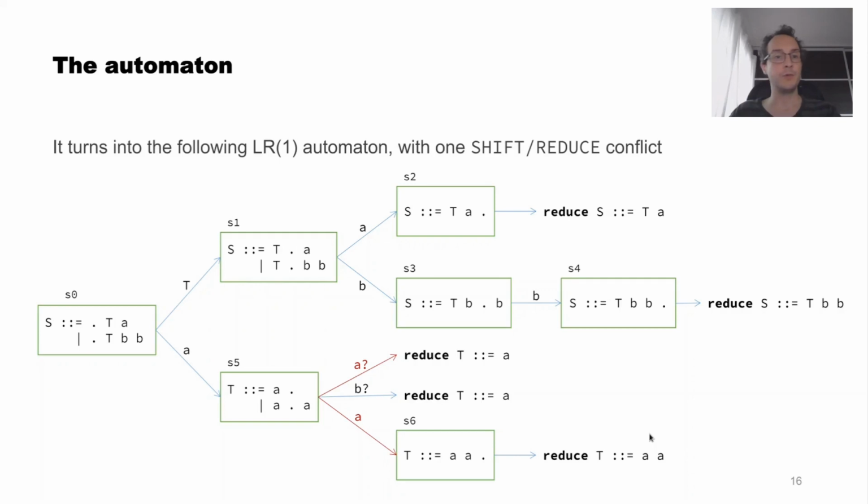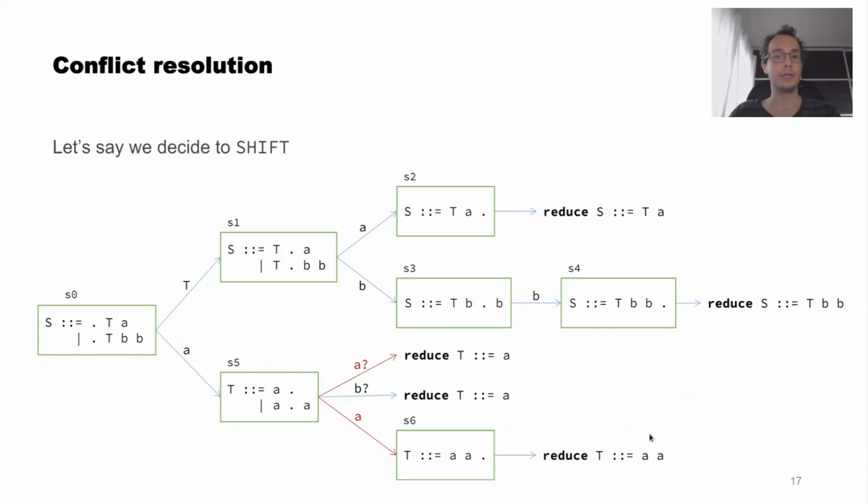It turns into the following automaton, starting from state S0 and recognizing S. However, there is a shift-reduce conflict. After shifting A, we reach state S5. In this state, when looking ahead at another A, we can either reduce the production T equal A, or shift the A and get to state S6. In this example, we decide to shift. The reduction looking ahead at A disappears. The only way to reduce T equal A is now to look ahead at B.